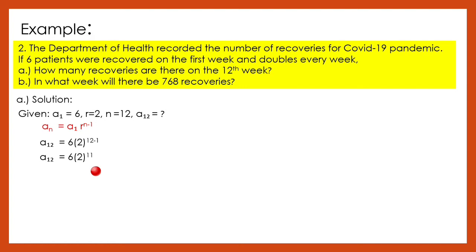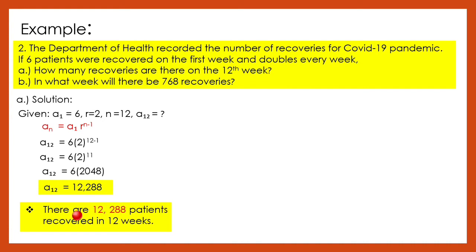Then, convert natin yung 2 raised to 11. That is equal to 2,048. 2,048 times 6 is equal to 12,288. So, ito yung bilang ng recoveries sa pang-12 na week. Therefore, there are 12,288 patients recovered in 12 weeks.